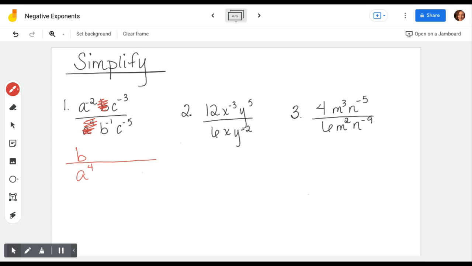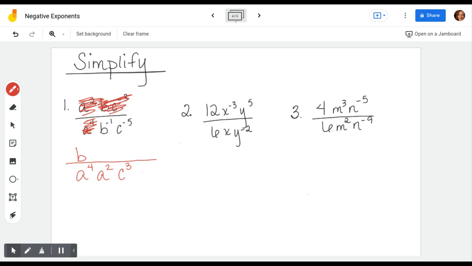So the a to the second, that's a negative exponent on top. I'm going to put him on the bottom and give him a positive exponent. Okay, I've taken care of that one. C to the negative third, I'm going to put that on the bottom and make it C to the positive third.